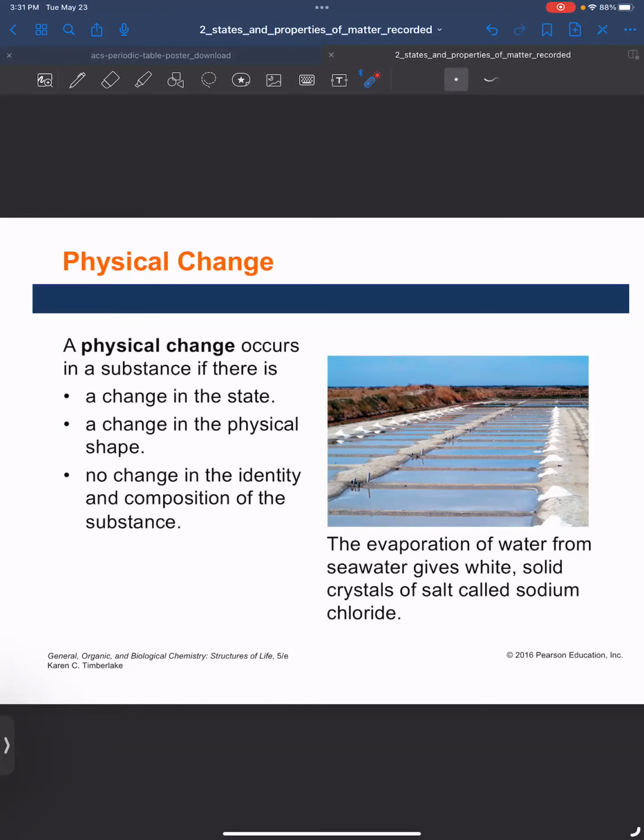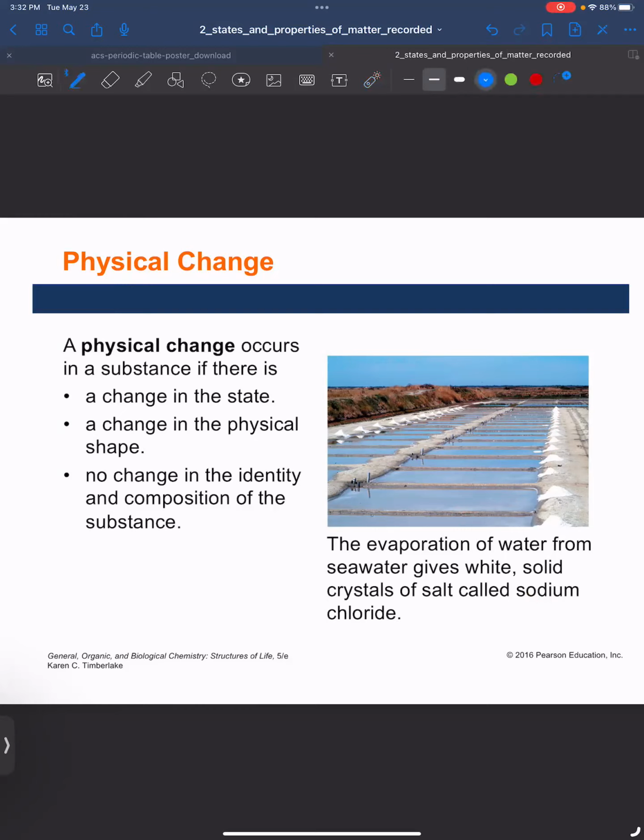Now, as you see here in our earlier example that we saw on the first slide in the video, we see these seawater beds here, and slowly the water is evaporating. So it's going from a liquid to a gas. And as it does, what's also in the water is sodium chloride. And we can see the sodium chloride at the edges of these water beds here. And nothing's changing chemically to sodium chloride.